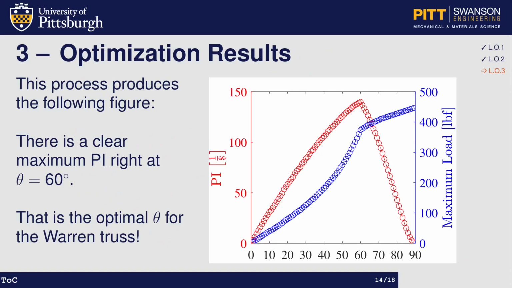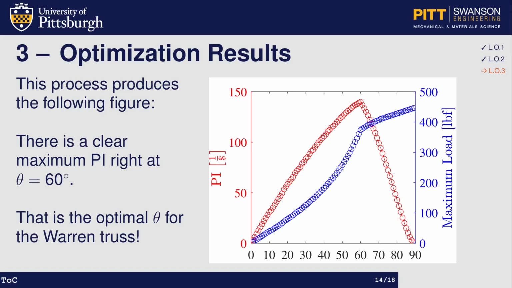We can see that there is a very clear maximum in the performance index right at the angle equals 60 degrees. That right there is the optimal value of theta for the Warren truss. Note that the load does not start to decrease after 60 degrees. It does continue to hold more weight the taller that you make the bridge.